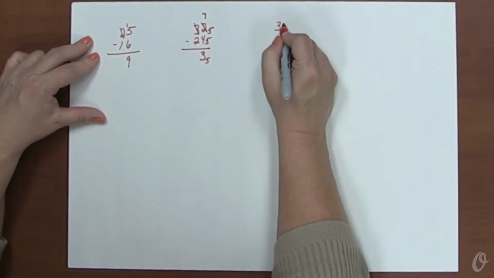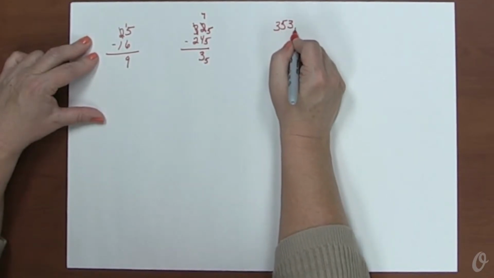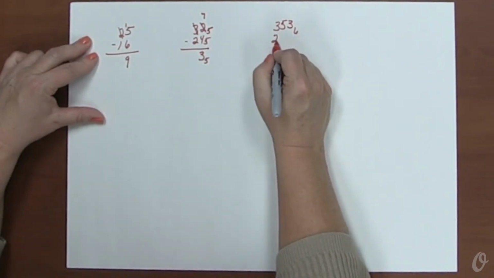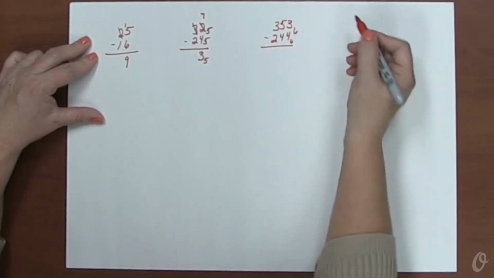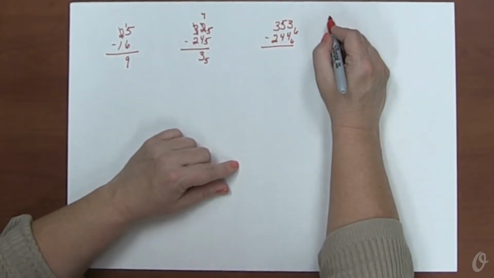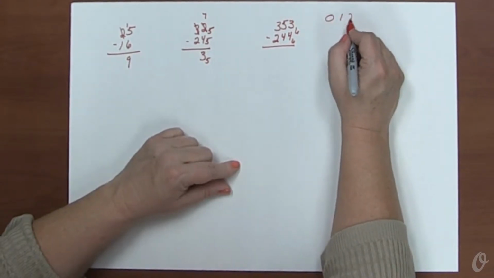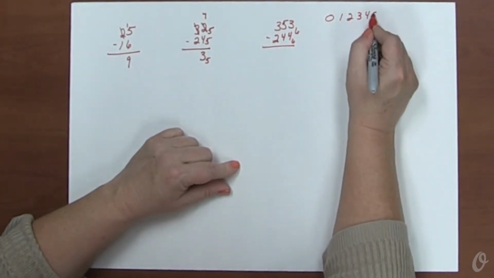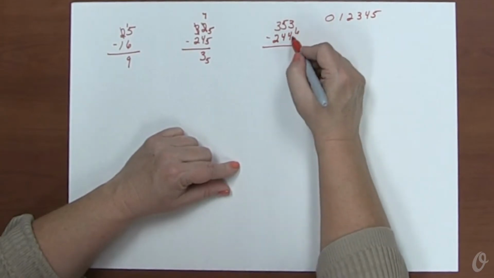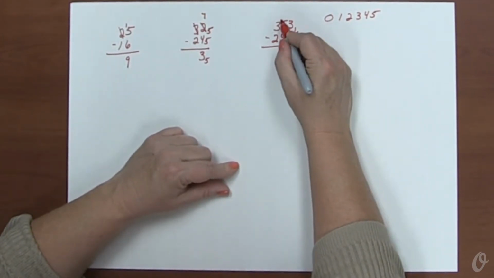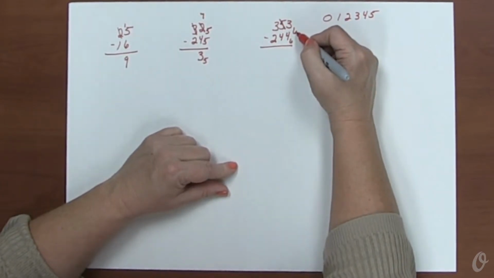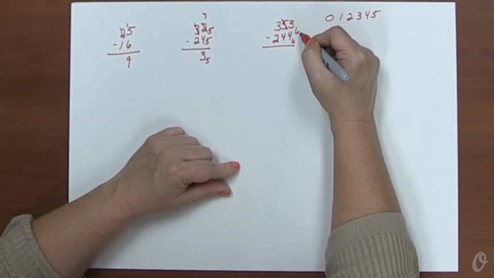Let's look at another one. 3, 5, 3, base 6, minus 2, 4, 4, base 6. Now I want to make sure I keep what a base 6 looks like. 0, 1, 2, 3, 4, and 5. All right. Subtracting 3 minus 4, I'm going to have to borrow. But this time I'm going to borrow 6 because my base is a base of 6.